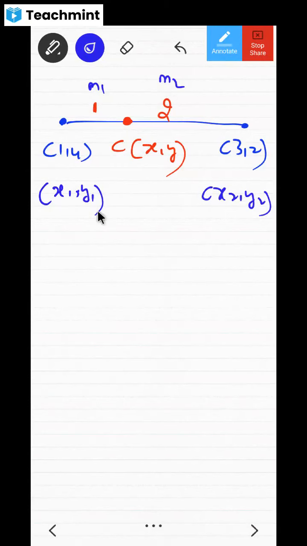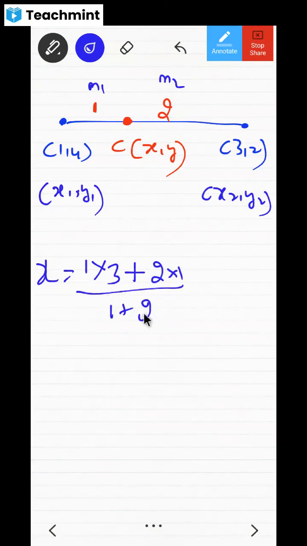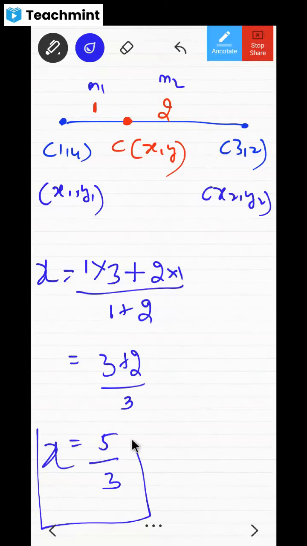Now, do you want to write the formula or do it directly? X means m1 into x2, that means I can write 1 into 3 directly. M2 into x1 means 2 into 1, directly. Divided by m1 plus m2, which becomes 1 plus 2. So x becomes 3 plus 2 divided by 3. That is 5 by 3. X is equal to 5 by 3. Correct?